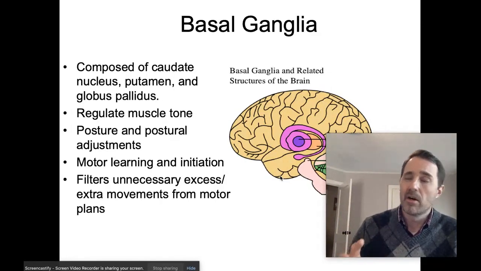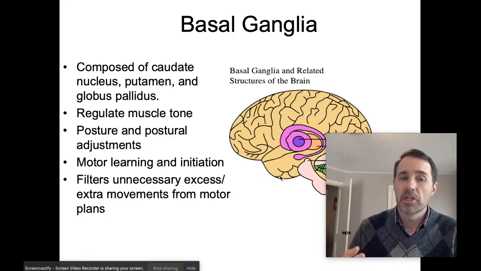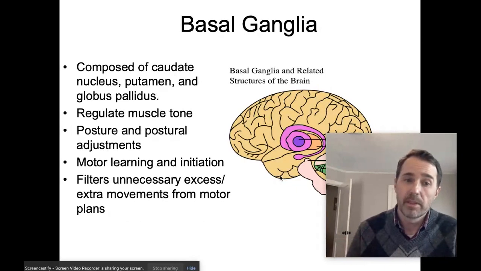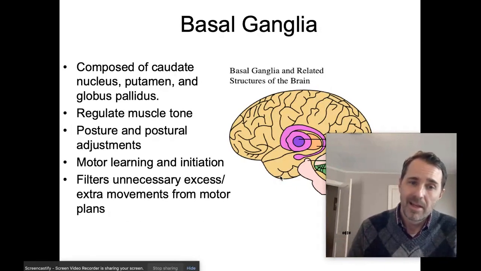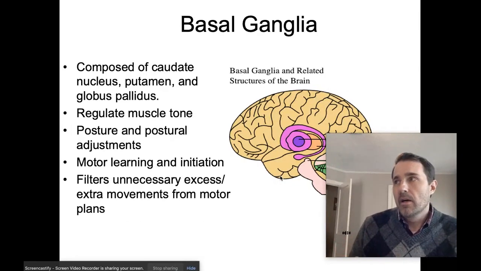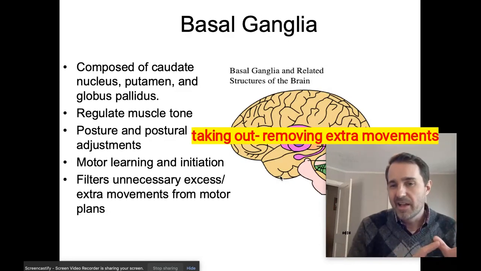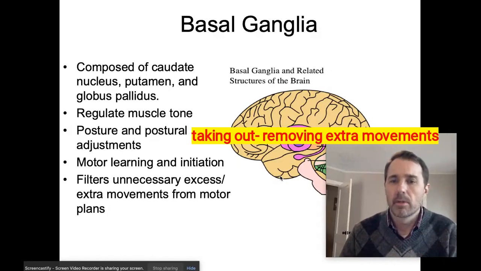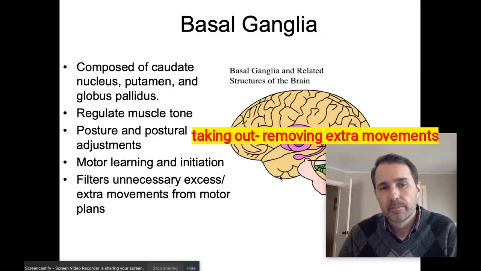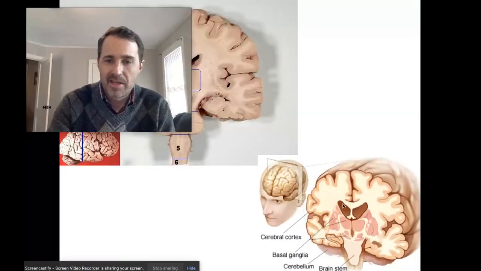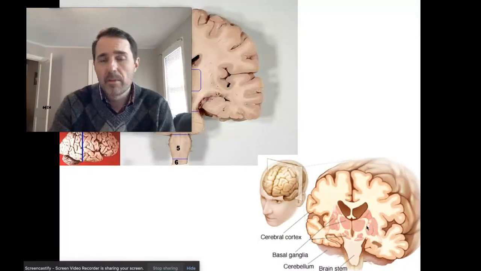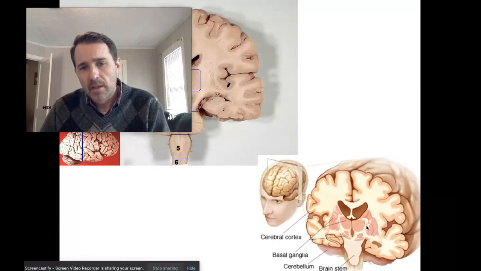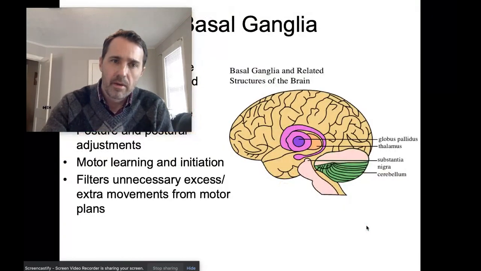The basal ganglia also plays a role in allowing you to initiate motor movement and learn new motor movement. And the basal ganglia also plays a role in taking out extra involuntary movements that might be in your motor plans. Here's a coronal slice that shows you some of the structures we're talking about and how deep they are within the brain.